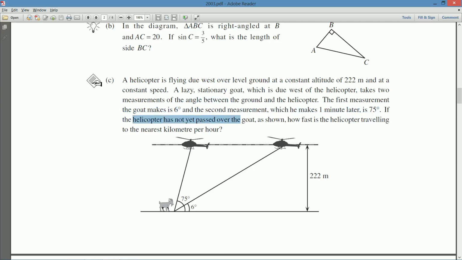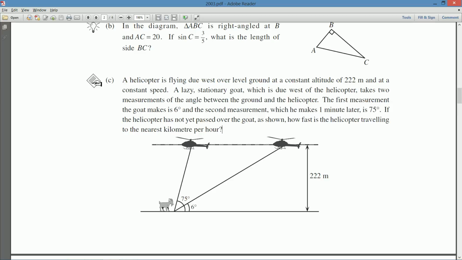If the helicopter has not yet passed over the goat, as shown, how fast is the helicopter traveling to the nearest kilometer per hour? I think if I remember this question correctly, the answer is something like 123, but I'm not entirely sure. It's been over a decade. Well over a decade.